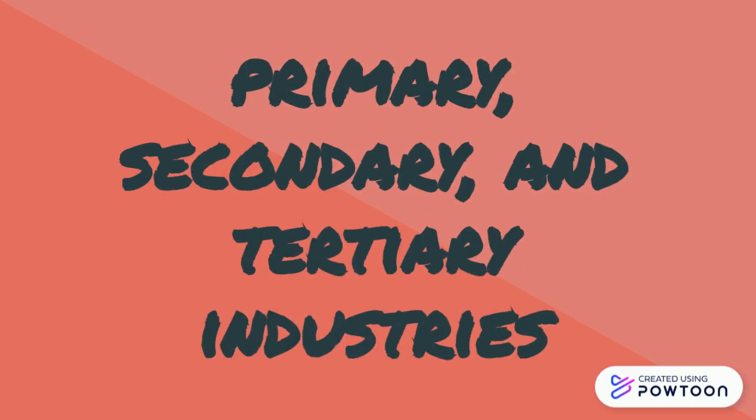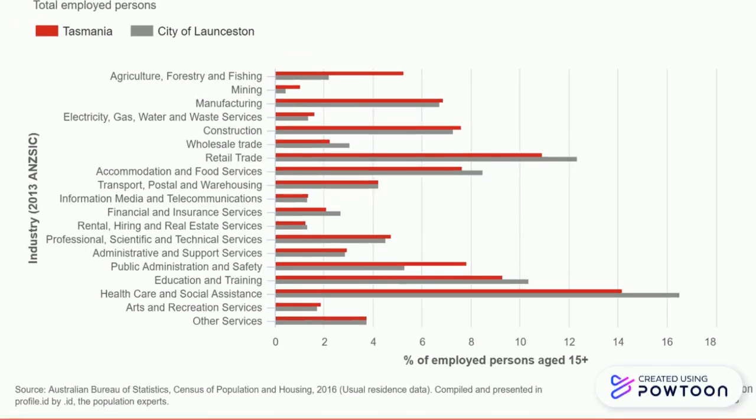This graph shows it very well. It compares the whole of Tasmania to its biggest city, Launceston. We can see that there are certain industries greater than others, but taking a closer look, it seems that the tertiary industries, such as healthcare and social assistance, come at the top.